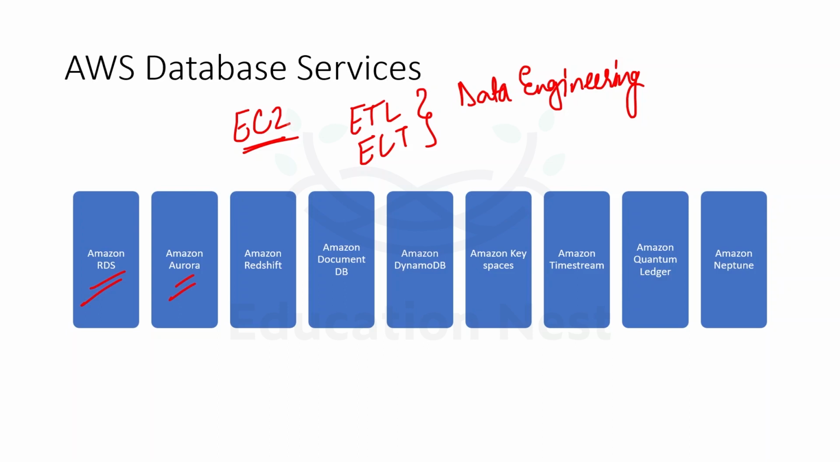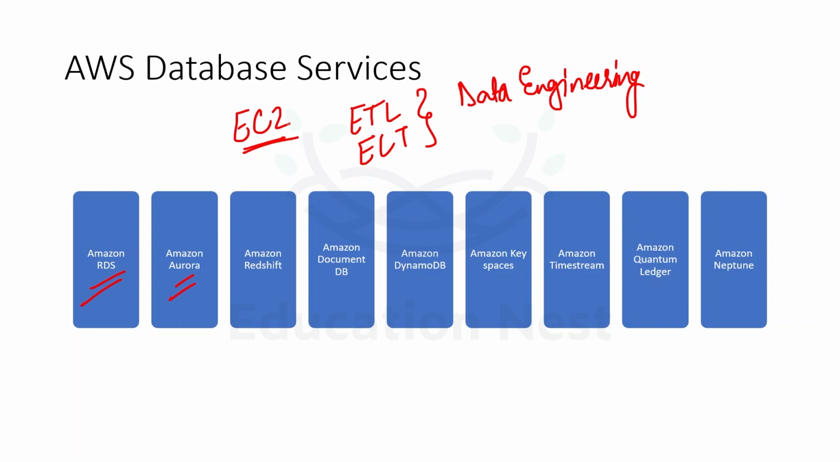It allows us to store and analyze large amounts of data using standard SQL queries. Redshift is built on a columnar storage architecture, which enables it to efficiently handle large amounts of data while providing us with high query performance.